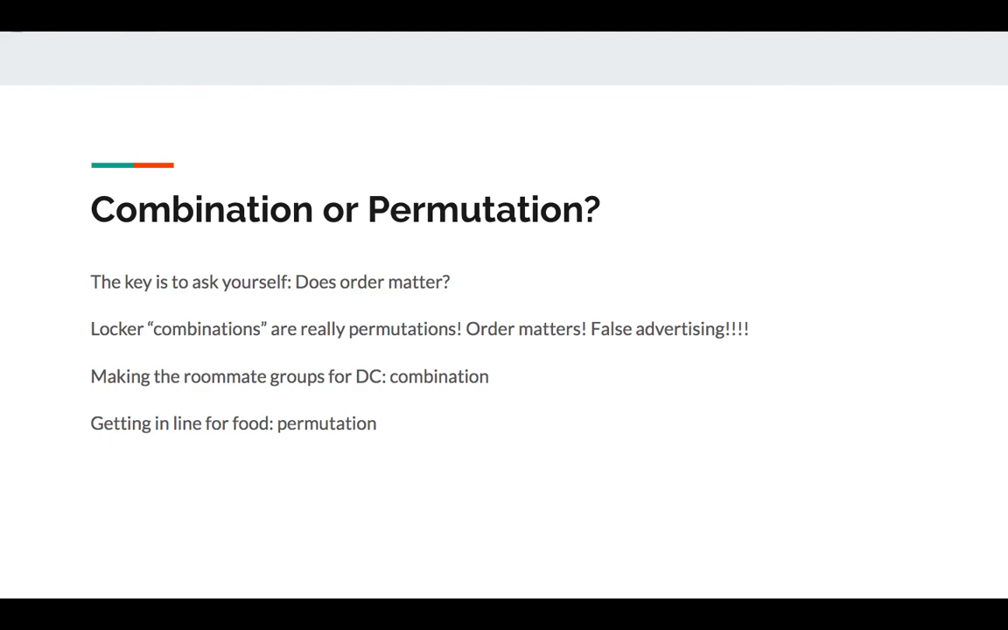Something like getting in line to buy season tickets for the Cubs or the Sox or something like that. Yeah, where you fall in line makes a big difference. So when you do this, you just have to ask, is it a combination or a permutation? So that you know, are you pushing the button for combination or permutation? Good luck and have some fun with this.